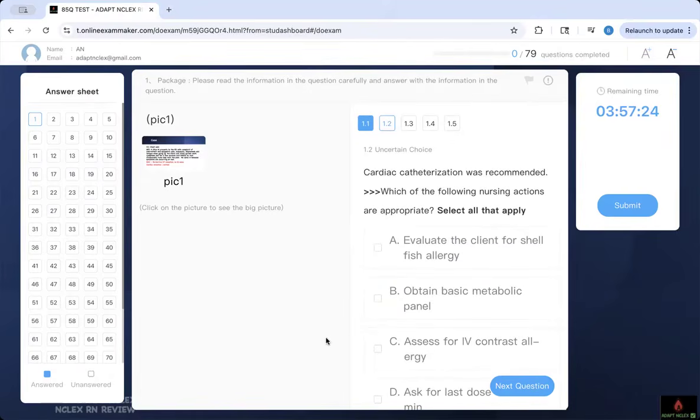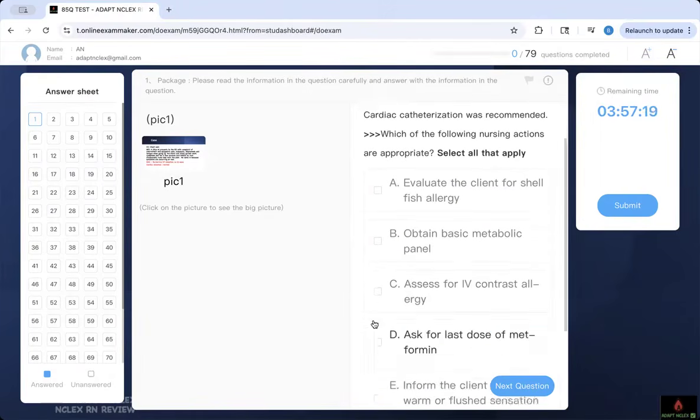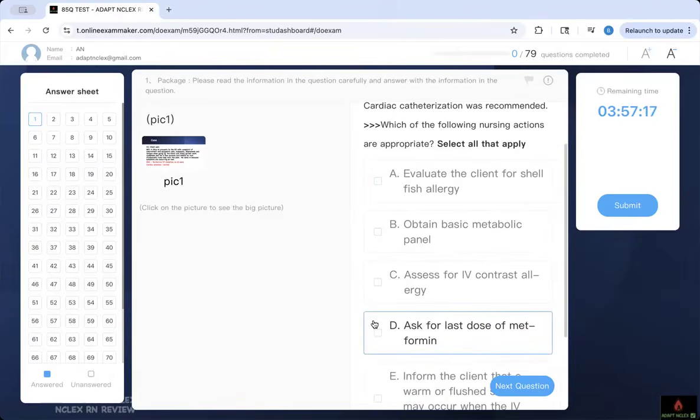Cardiac catheterization was recommended. Which of the following nursing actions are appropriate? When you're doing cardiac catheterization, we're going to give you contrast. Therefore, when you see that question, focus on the contrast and things you want to prevent that could cause problems. Number one, evaluate the client for what? Shellfish allergy. This is no longer needed. It used to be that if you had a shellfish allergy, you couldn't get contrast. So this is a trap, so don't worry about it. It's a select-all-that-apply. You pick those that you're confident about.